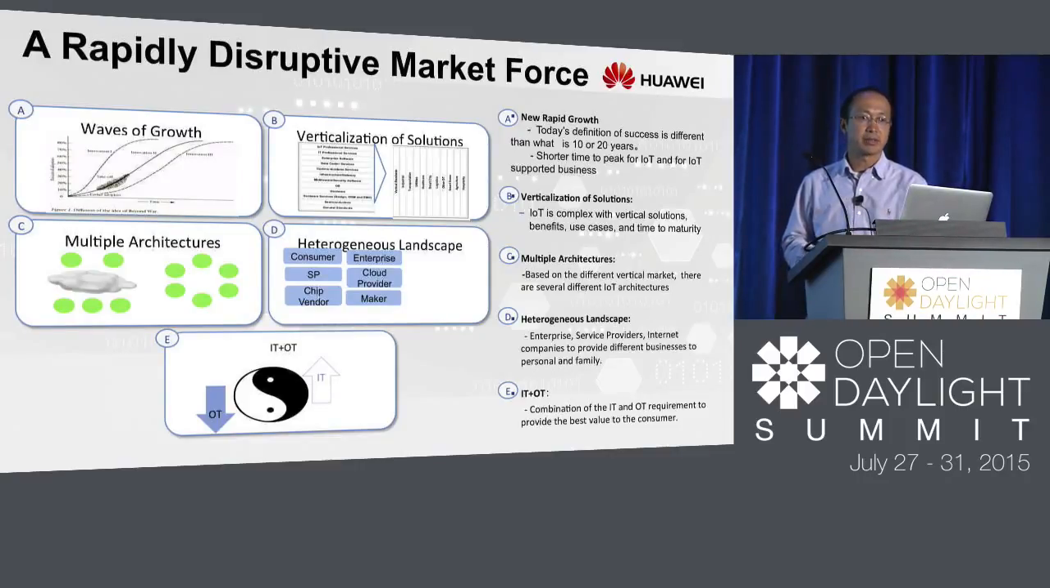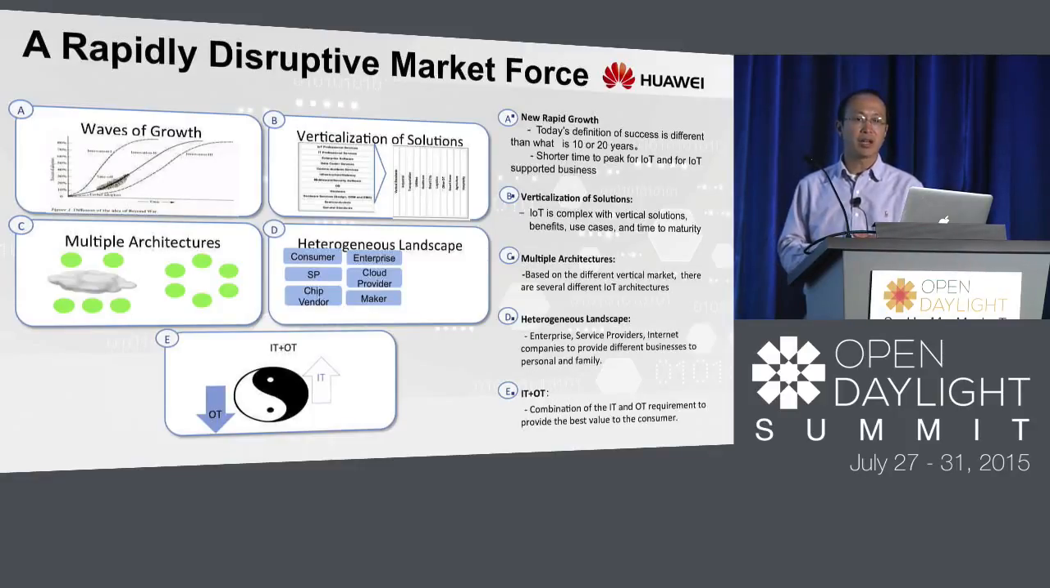Another way we think about the driving force for the IoT is verticalization of the solutions. There are a lot of companies trying to build a platform to benefit the whole IoT solution. In order to materialize its value, IoT has to go to the vertical markets to have a direct impact on industry and on daily people's lives. For that direction, verticalization will be very important for the IoT. Certainly, IoT is a little bit complicated by those vertical solutions, use cases, and the time they take to mature.